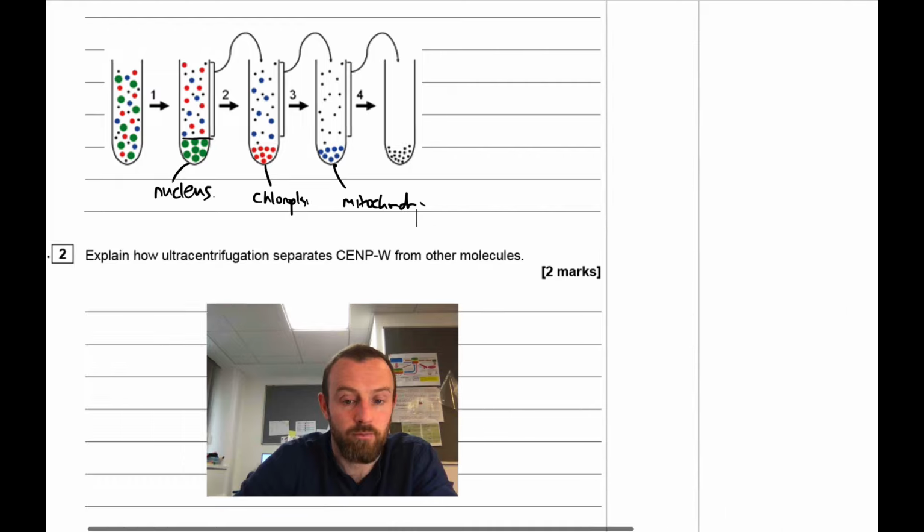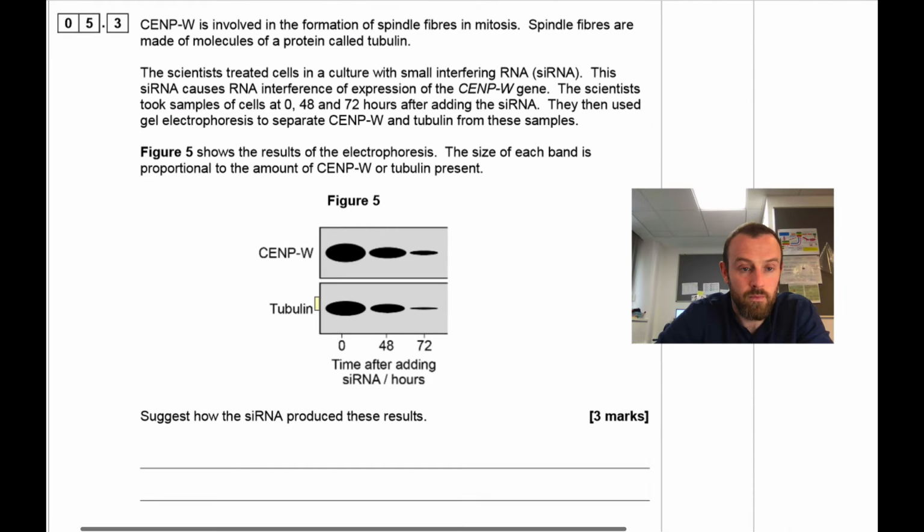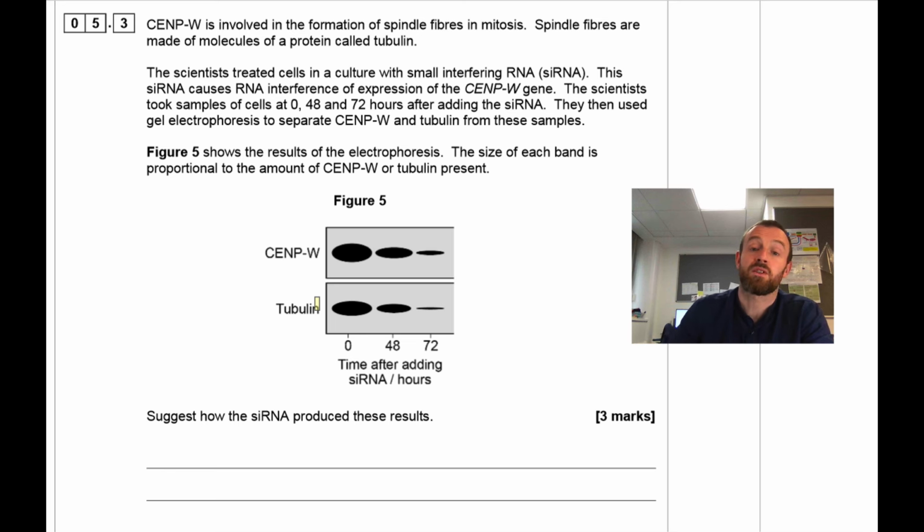On to the next question. Okay. SENP is involved in the formation of spindle fibers in mitosis. So remember, spindle fibers are the things that pull the chromosomes apart to opposite poles. And they're made of a protein called tubulin. Spindle fibers are actually microtubules, which are made of tubulin, and they grow out from those centrioles.